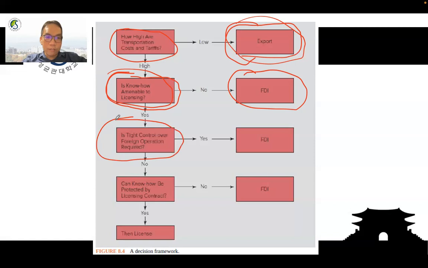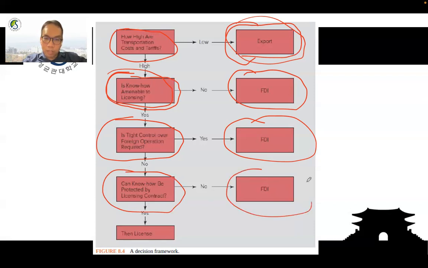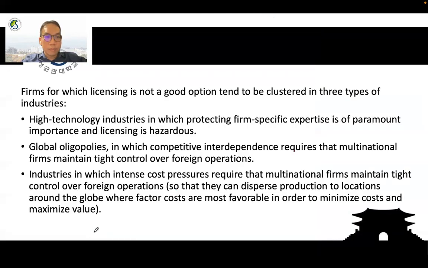Is tight control over foreign operations required? If yes, then you have to choose FDI, if you want tight control over your foreign operations. But if you don't think that tight control is necessary, then you can continue with the next question. Can know-how be protected by a licensing contract? If you say no, then again, you have to choose FDI. But if you say yes, you could protect it by the intellectual property law in that country, then maybe you could use licensing. Okay, so this is a rule of thumb that we can consider.